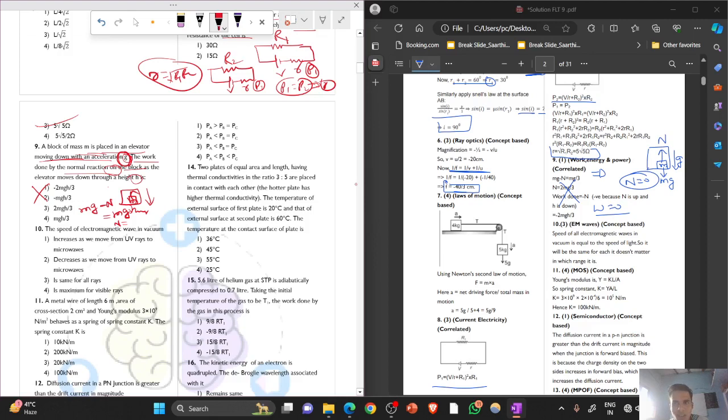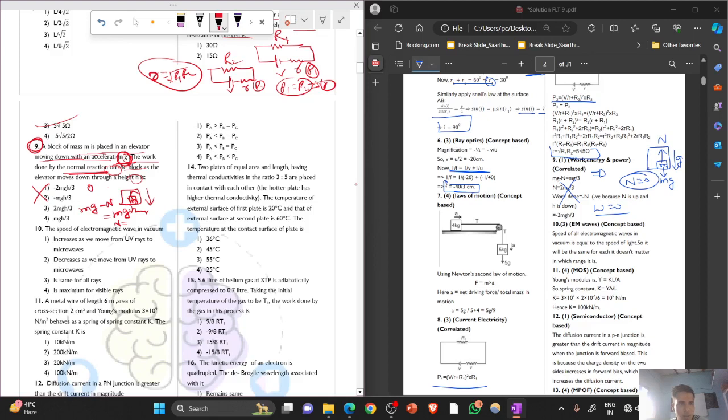So you need to understand it. It is not moving with g by 3, it is moving with g. So once it is moving with g, the normal force gets zero, and hence work done is zero. So the answer will be zero, which is not mentioned here. You just need to take care of this mistake. There will be a typing error in there.